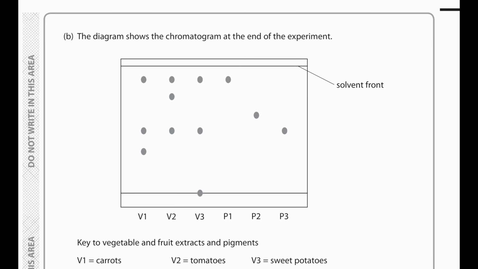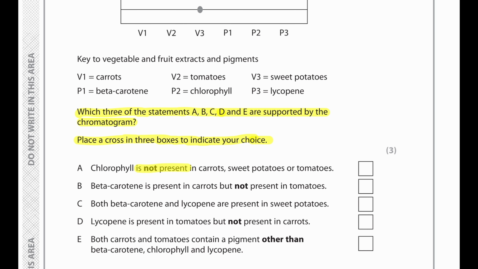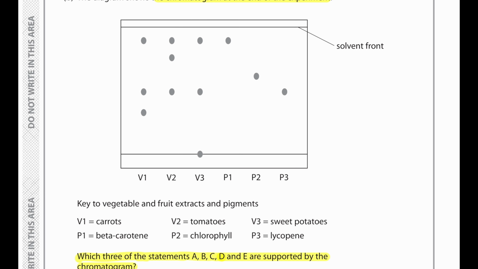The diagram shows the chromatogram at the end of the experiment. Which 3 of the statements A, B, C, D, and E are supported by the chromatogram? Place a cross in 3 boxes to indicate your choice. Chlorophyll is not present in carrots, sweet potatoes, or tomatoes. So chlorophyll is indicated by P2. So this is P2. And we can see that it is a correct statement because none of them, V1, V2, or V3, contain chlorophyll.